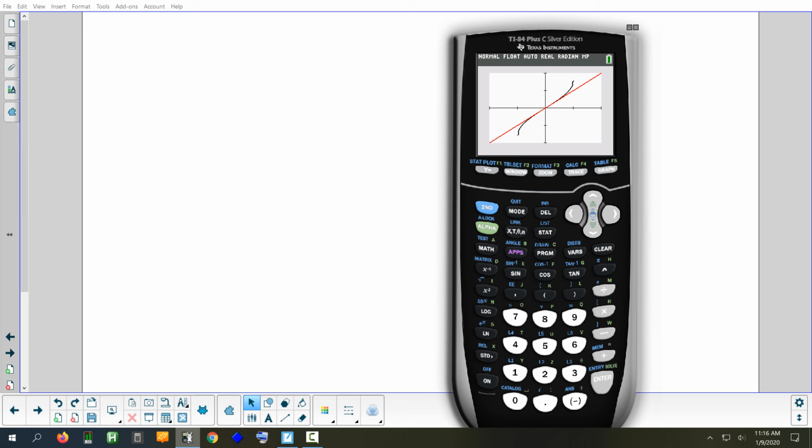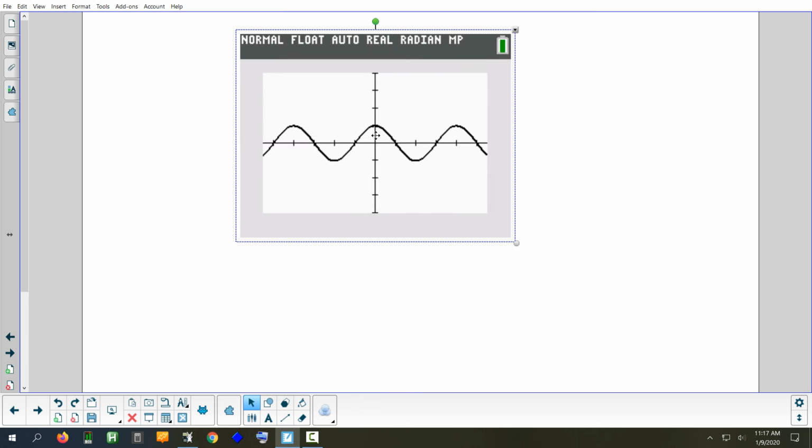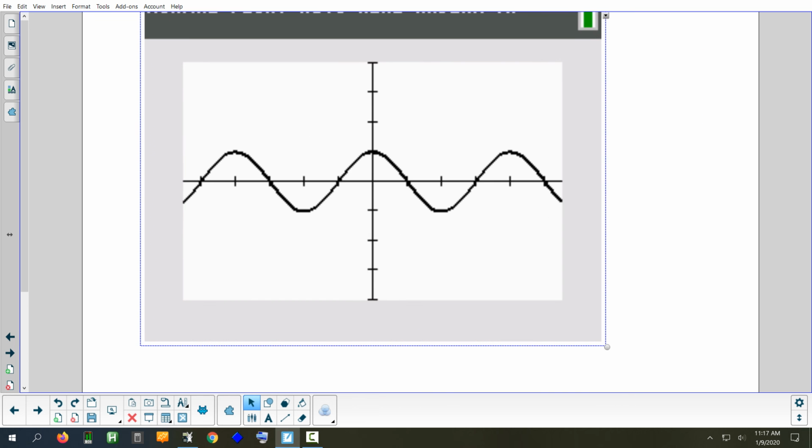So let's put up a graph of cosine. And in order to get around that problem we had last time, we said we're going to limit the domain from what to what in the original? Negative pi over 2 to pi over 2. Let's try that here. Let's see if negative pi over 2 to pi over 2 works here.